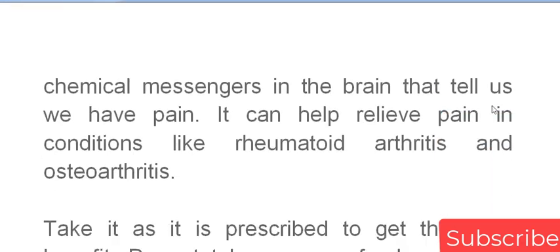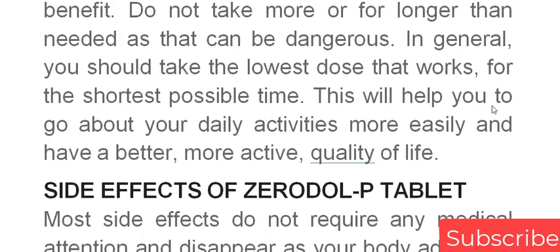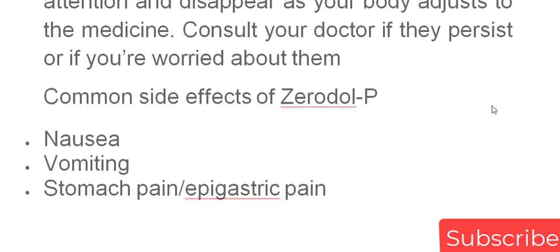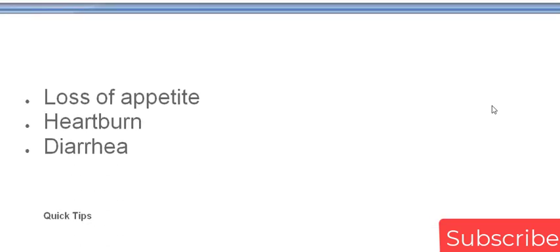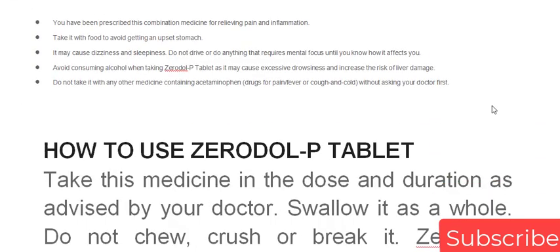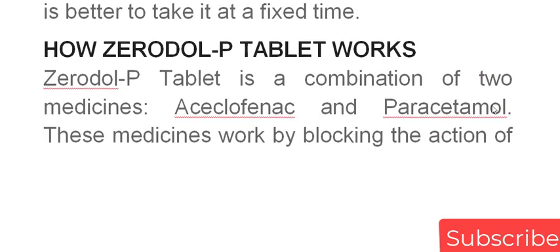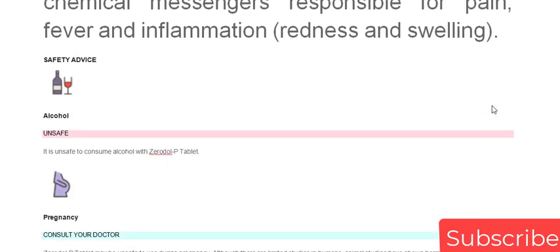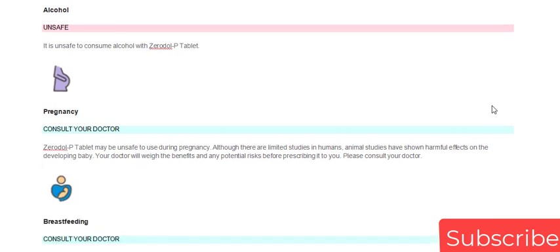Zerodol-P tablet should be taken with or without food. You should take it regularly as advised by your doctor. Your doctor may change the dose and time between doses according to your pain level and your needs. Do not take more or use it for a longer duration than recommended by your doctor.